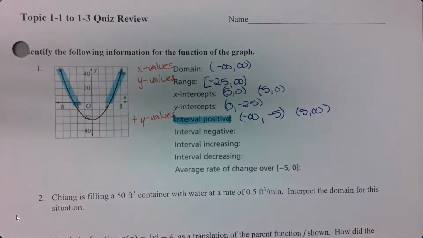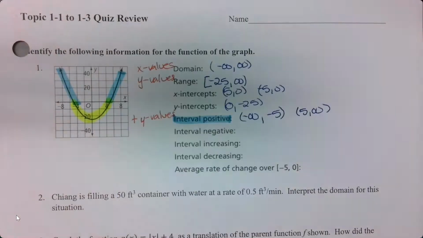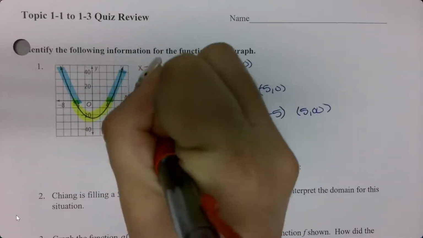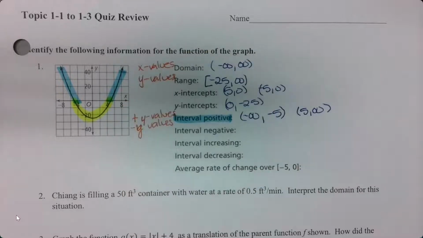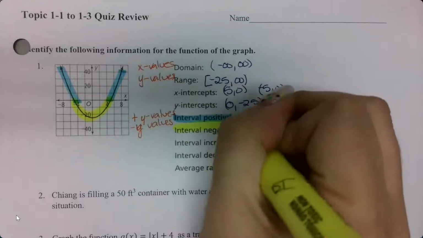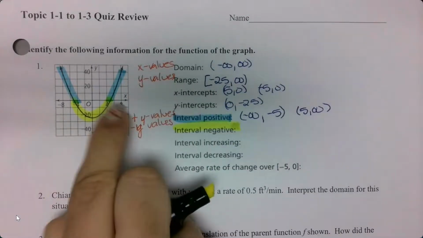For my negative interval is that part right there because my y values are negative. So that I just highlighted in yellow. So this starts at negative 5 and ends at 5.